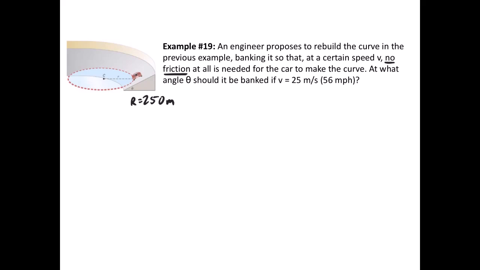So if we now look at the situation, let's go ahead and do our free body diagram. So we've got the force of gravity down, and then we have the normal force, which is kind of up like that, right? Now, the normal force, remember, has to be perpendicular to the surface. That's why it's kind of going up and to the left there. Now, if there's no friction, then the car shouldn't be sliding up or down. It just stays at that height going around the curve just like that.